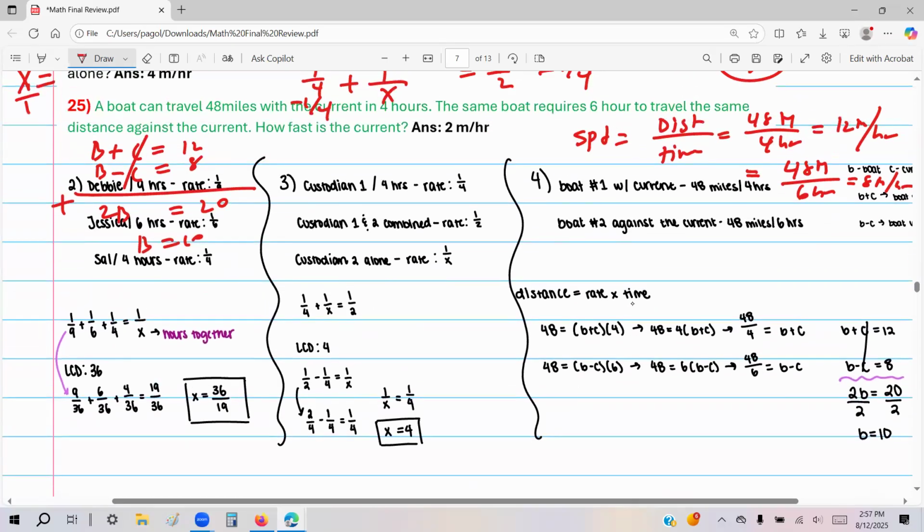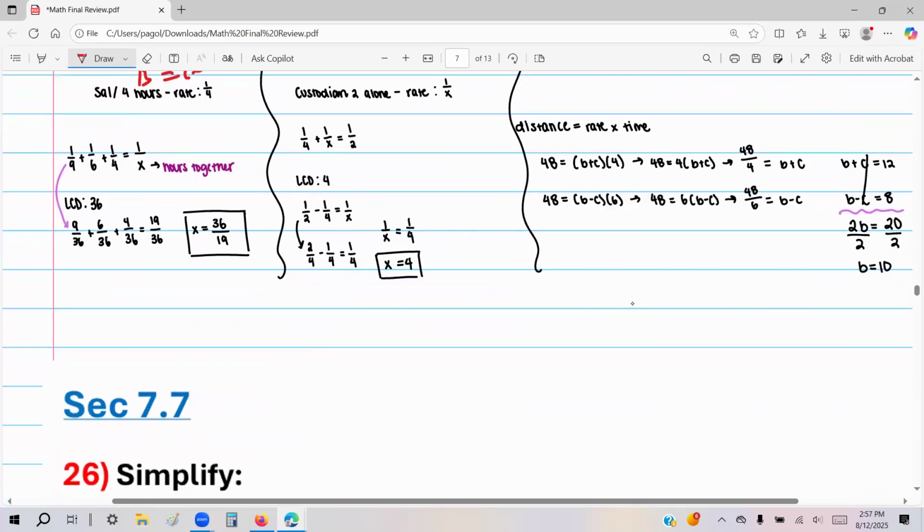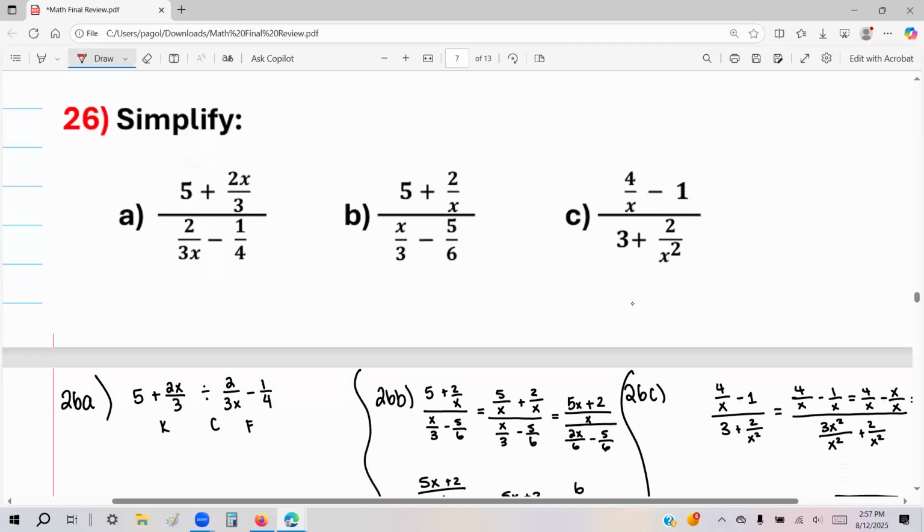Okay, the next one is complex fraction. And this will be in the non-multiple choice part, so you have to be careful what you do. You cannot just take your word for it.